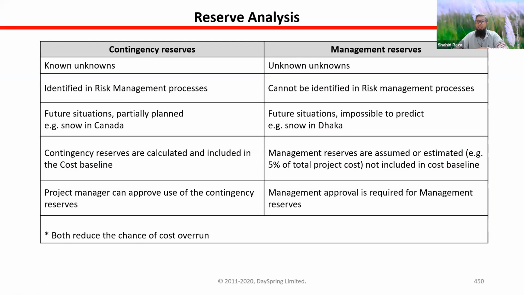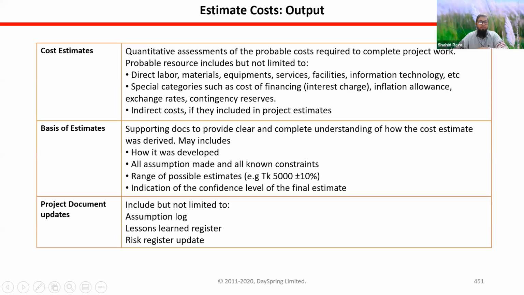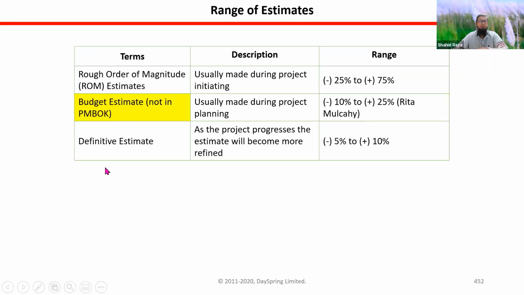And I have created this table that I mentioned earlier in the schedule chapter also. So you can read these two differences of the contingency reserve and management reserve. That will make you clearly understand the difference or relations between these two reserves. So these are the main two outputs, cost estimate and basis of estimate.